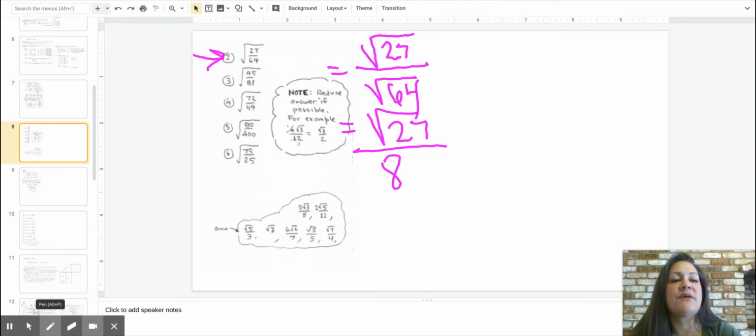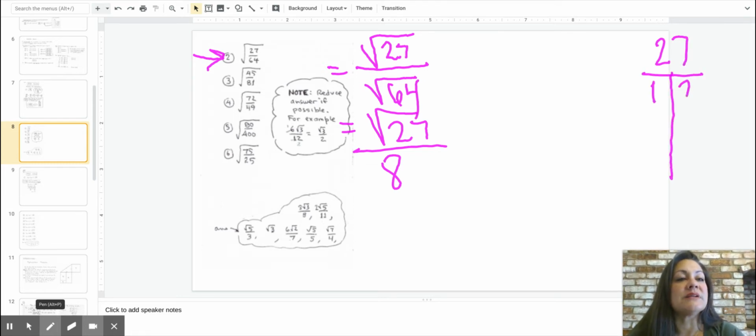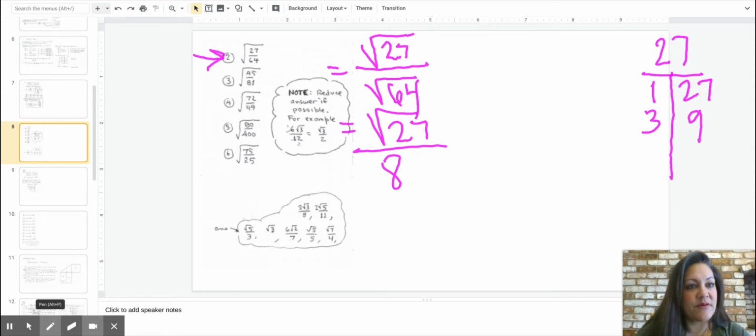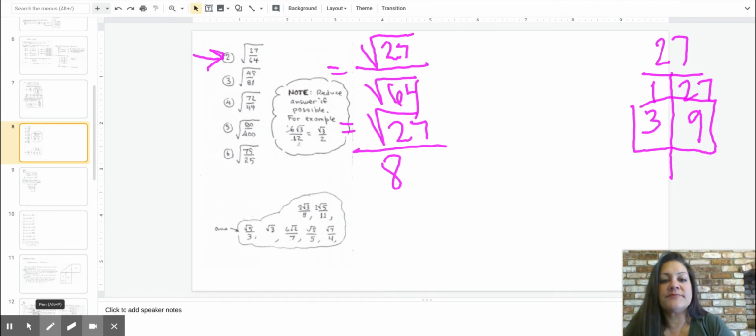27, we're going to do our factor tree. Put that guy over here. Of course, 1 times 27. It's not divisible by 2. 3 times 9. 4, 5, that's it. Well, there we go. 3 times 9.